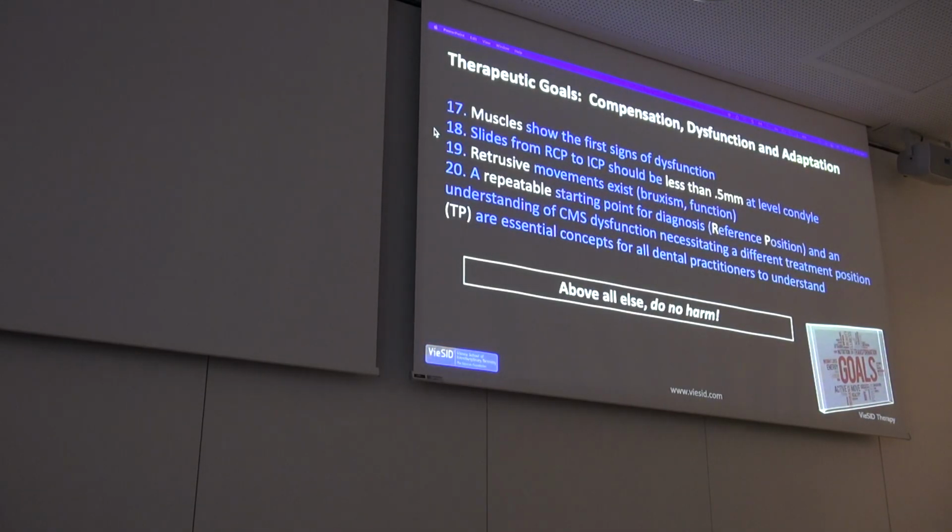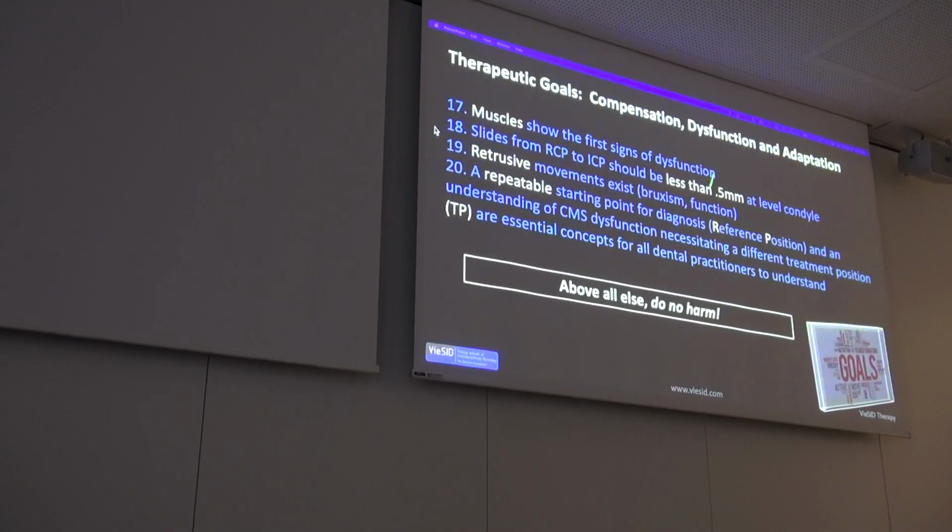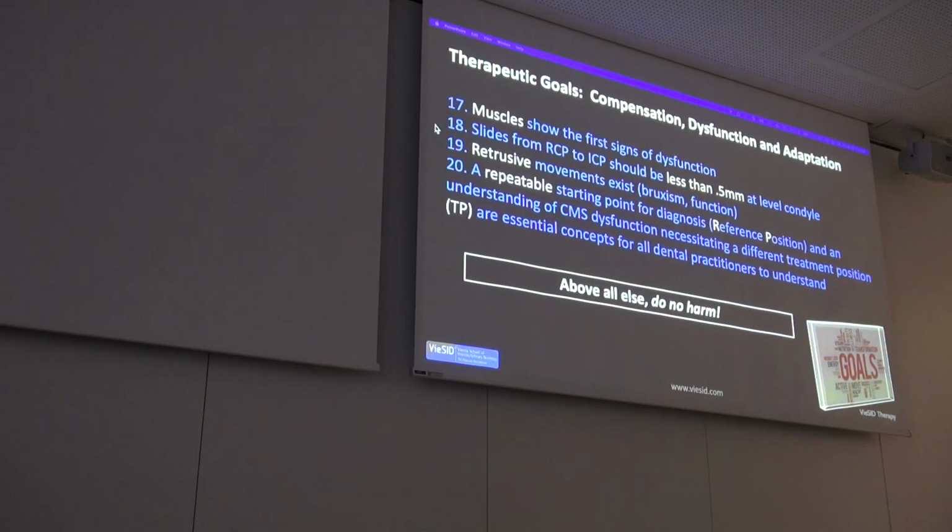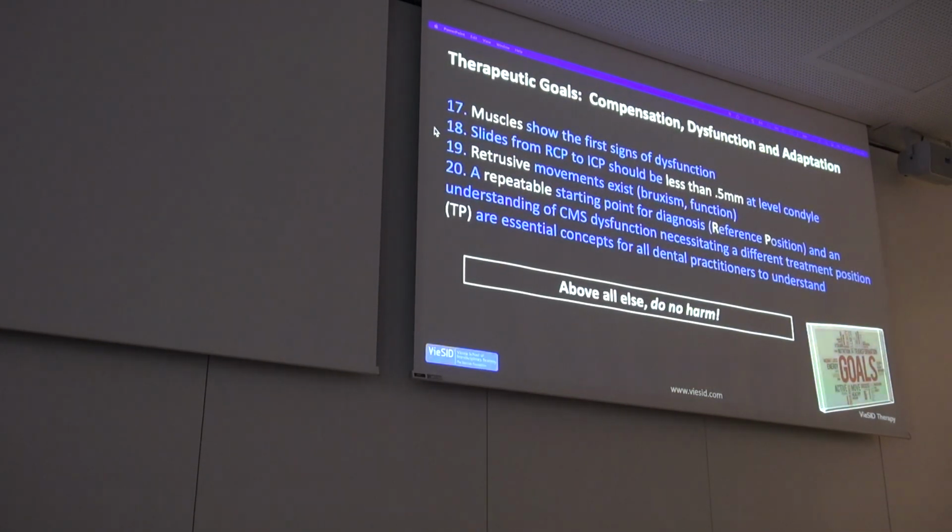Again, the very first sign of dysfunction are muscles. They're the bellwether of a problem. Slides from RCP to ICP are less than 0.5 millimeters at the level of the condyle. And what does that mean? That basically means if you take your knuckle and your finger and you pull it a little bit, that's about 0.5 millimeters. So we don't consider that to be too big a deal at the level of the condyle. Note, we're not talking at the level of the teeth. We're actually assessing that at the level of the condyle.